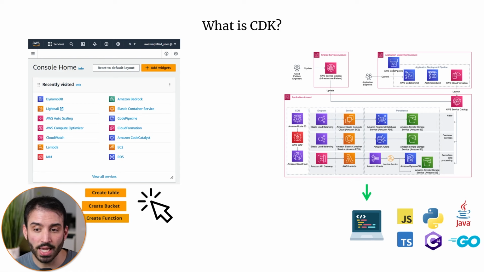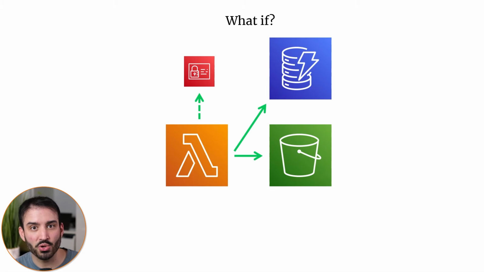And so that's what CDK is. Now what I want to do is walk you through a very simple application that we could be trying to build and what it would look like if you had to do this in the AWS console itself.